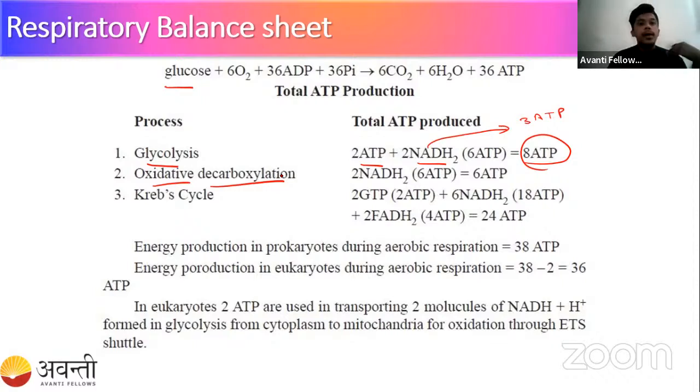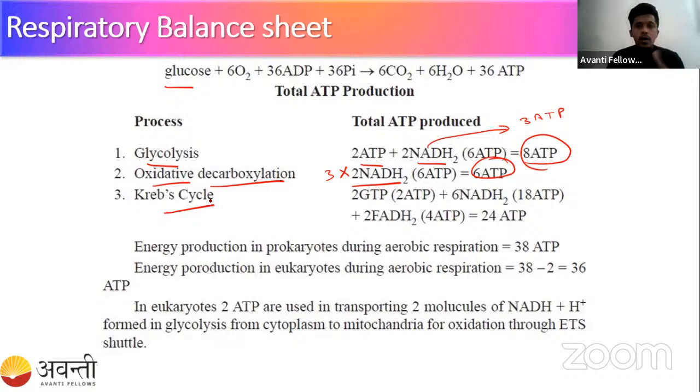So there, what happened, NAD was reduced to NADH2. We saw that since we have 2 pyruvate molecules, that means it will release 2 NADH2. Correct, right? So when you have 2 NADH2, each NADH2 can give us 3 ATP molecules. 3 2s are 6. So that will result in 6 ATP molecules. Done. Next, coming to Krebs cycle, right?